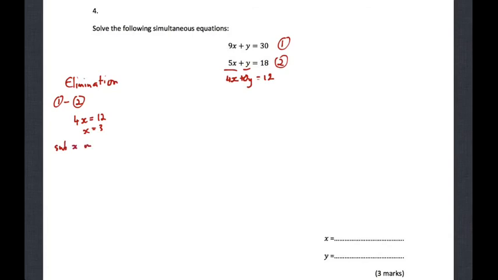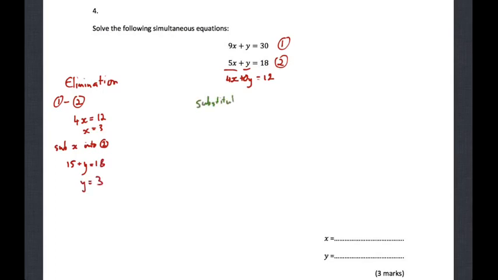Okay, if we do equation 1, take away equation 2, then we will be left with 4x, because 9x take away 5x is 4x. We have y take away y, which is no y's, and 30 take away 18, which is 12. So we have 4x is equal to 12, which means that x is equal to 3. Now we're going to substitute x is 3 into equation 2 as it looks easier. So we get 5 times 3, because it's 5x, plus y equals 18, and so y must be 3.